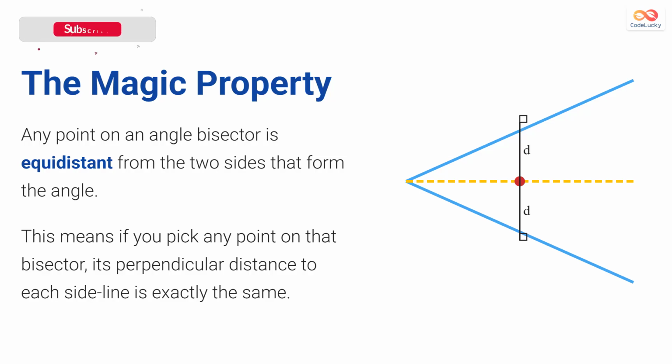Angle bisectors have a very useful property. Every single point located on an angle bisector is the same distance from the two lines that create the angle. This means, if you measure the perpendicular distance from any point on the bisector to each side, the two distances will be identical.